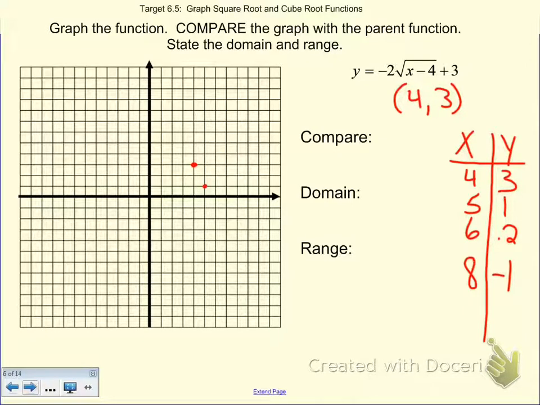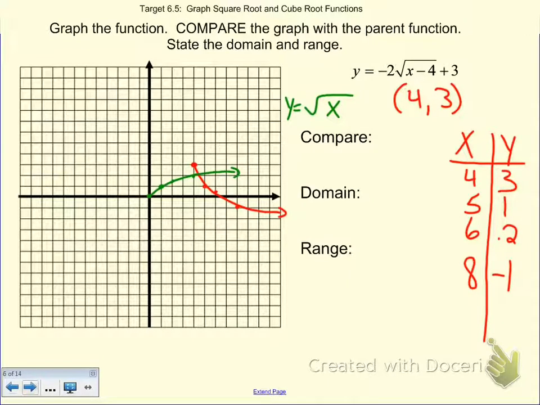We're going to plot those points. 5, 1, 6.2, and then 8, -1. And our graph looks like that. Now we want to compare to our parent graph, and our parent graph is the traditional y equals the square root of x, which is 0, 0, 1, 1, 2, 1.4, and 4, 2.